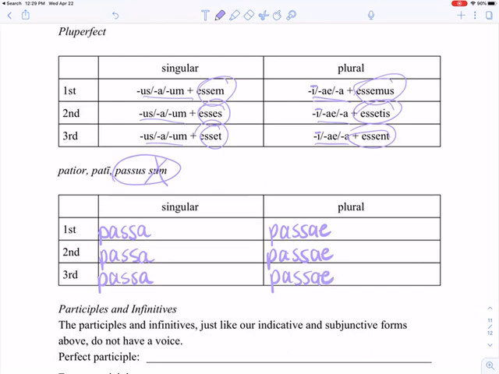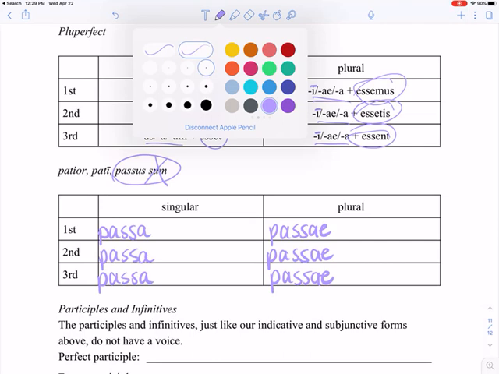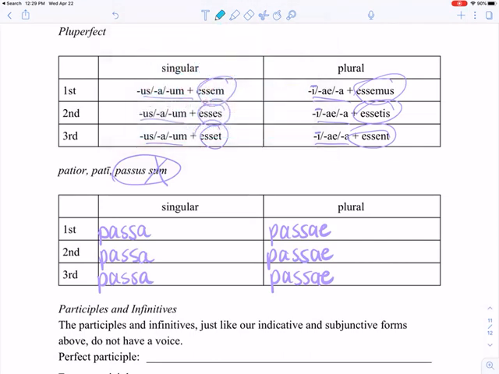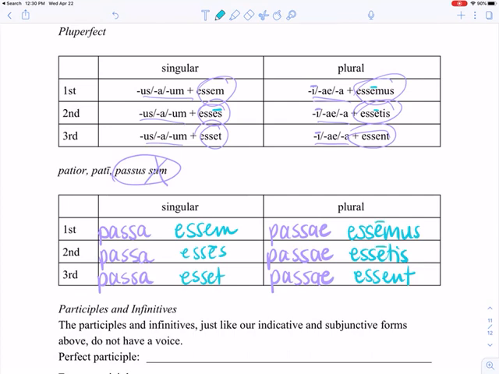Okay, so now we just need our forms of sum. Okay, so essem, esses, esset, essemus, essetis, and essent. Okay, and you do need macrons over second singular, first plural, and second plural.